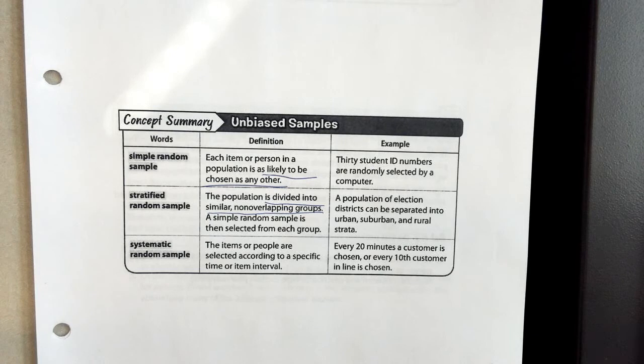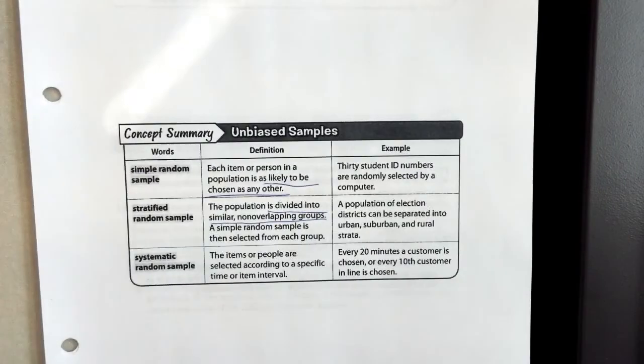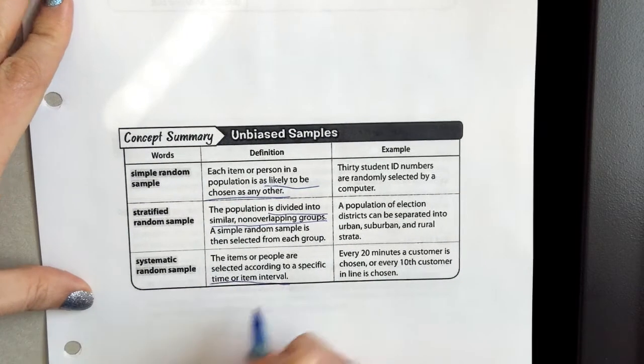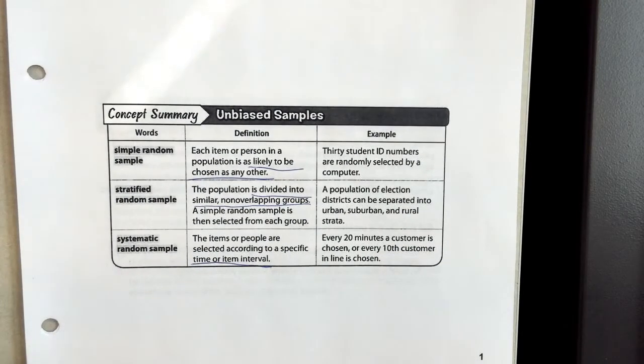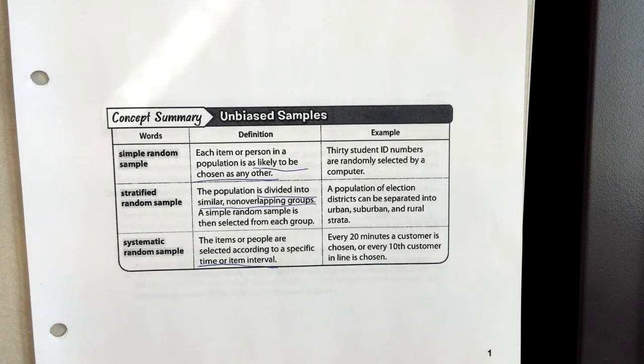The last one, I think, is the easiest to determine, and it's systematic random. Notice they all have random in them. Random makes things unbiased. But with systematic random, the items or people are selected according to a specific time or item interval. So if it says something happens every 20 minutes or every 10th customer, a lot of times it says every 8th, every 5th, every 16th, something like that, that interval tells you it's going to be systematic random.